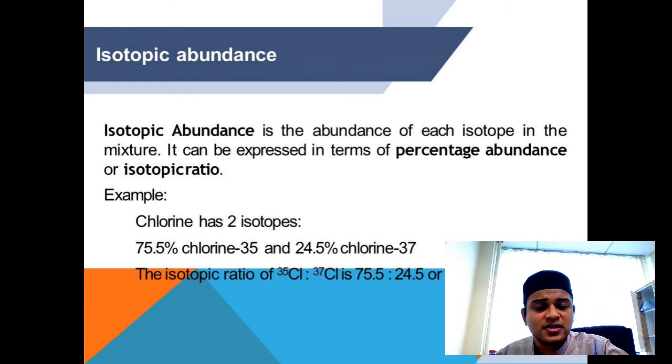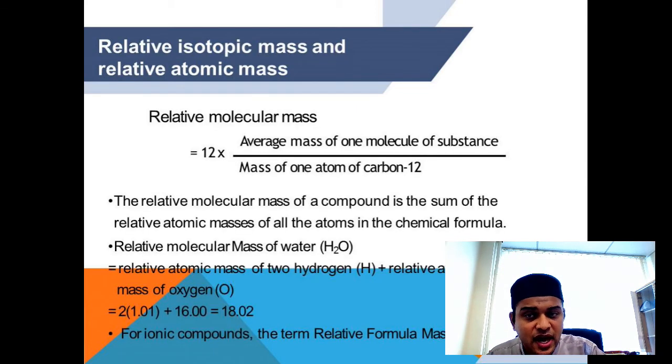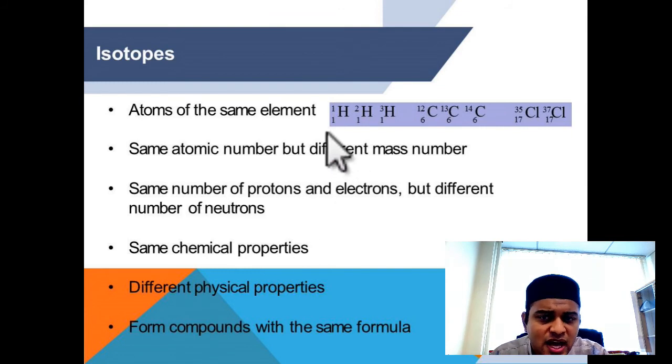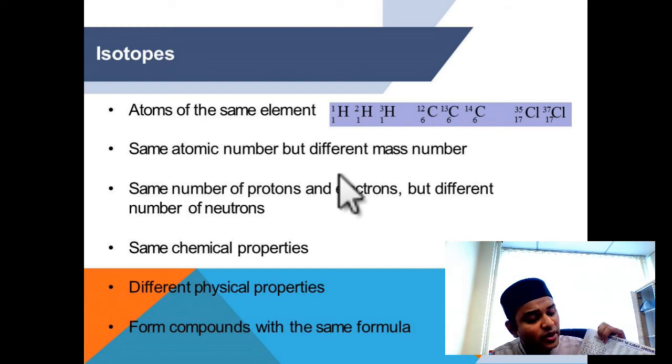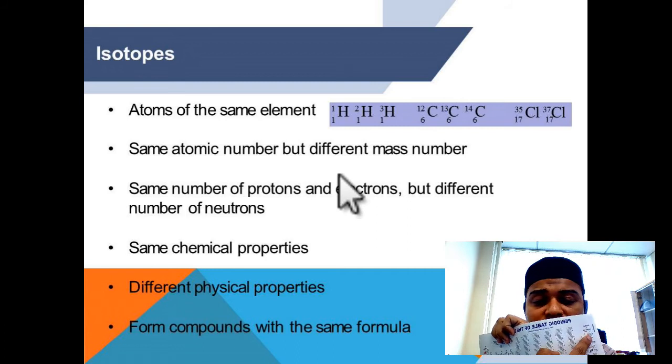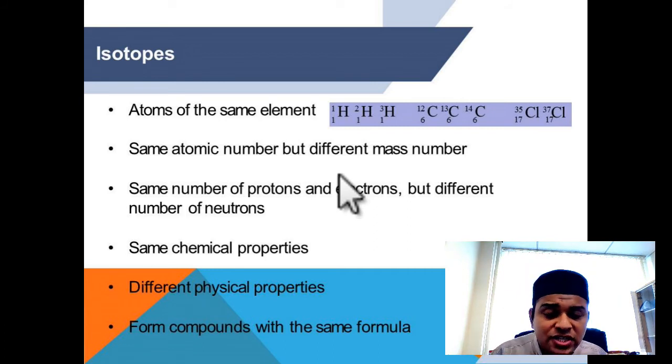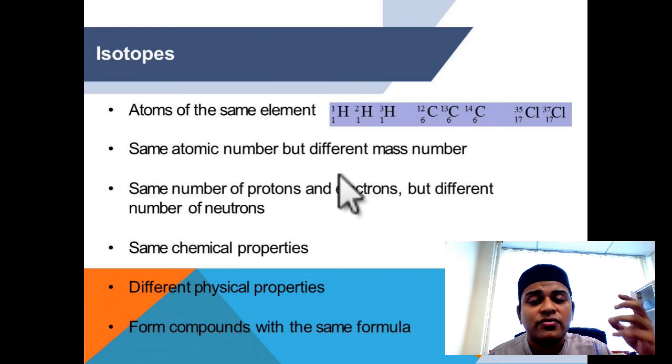Why am I saying so? Let's say, guys, I take a very good example. We take hydrogen. In a previous slide, I showed you about hydrogen. Hydrogen itself, from here, I notice I have 3 hydrogen isotopes. So the mass of hydrogen stated in the periodic table is actually an average mass of all the isotopes that we can find.